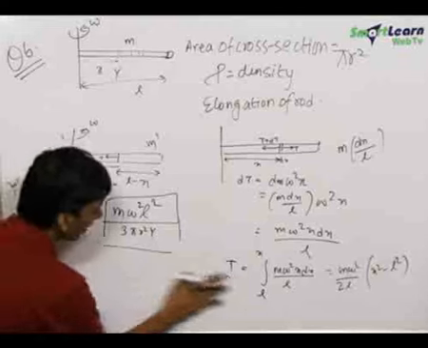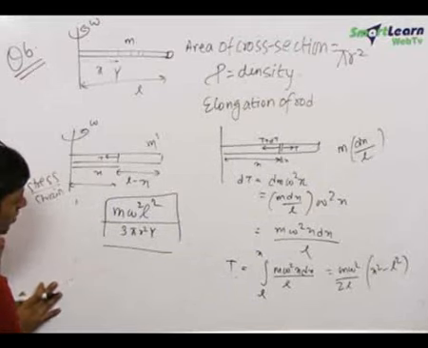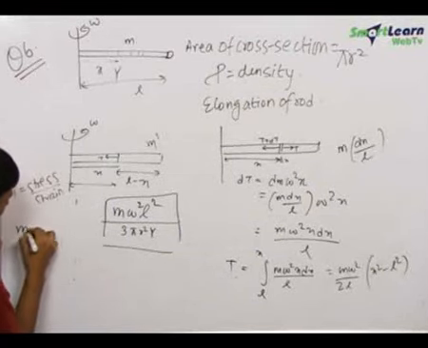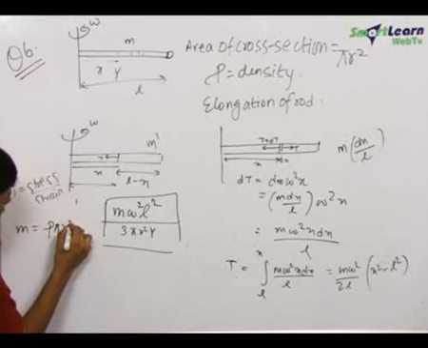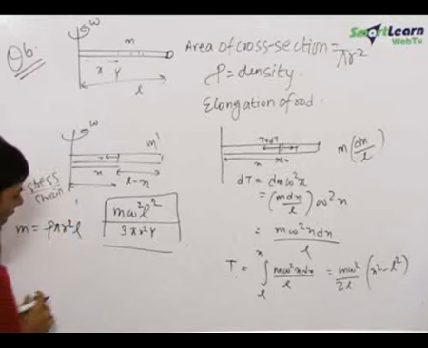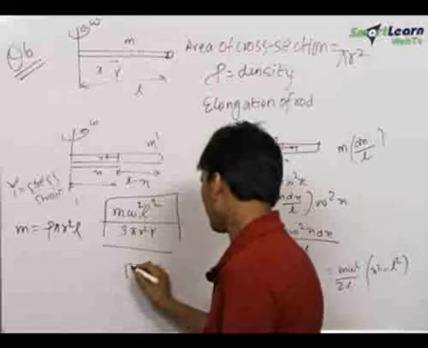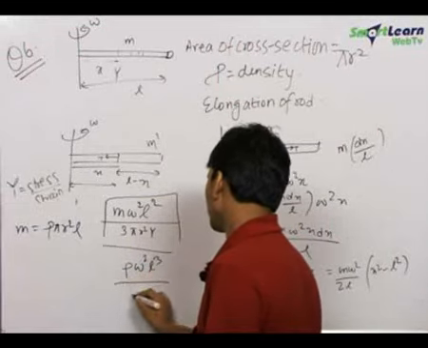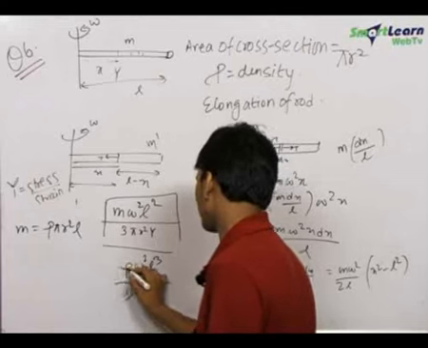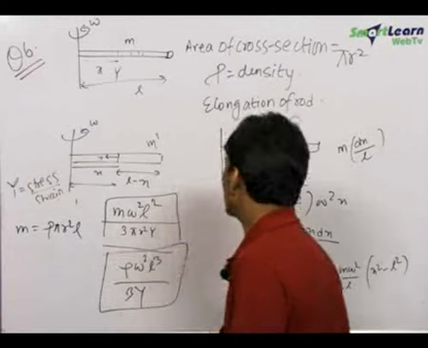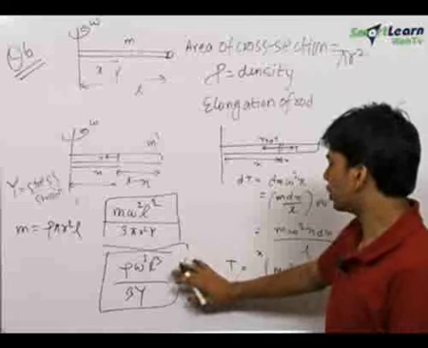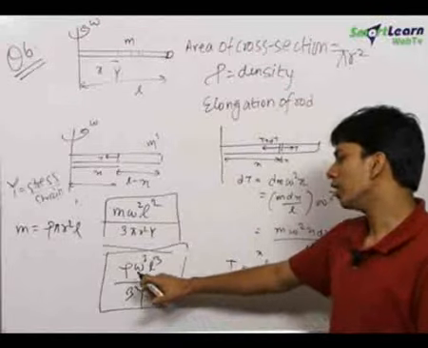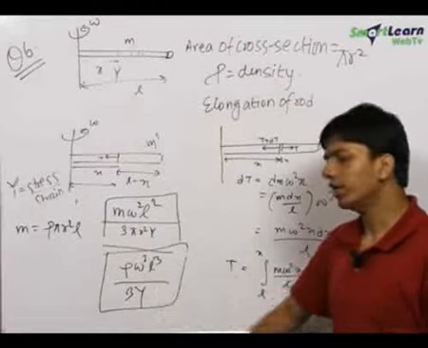So, the final answer comes out to be m omega square L square upon 3 pi r square into Y. Now, the value of m was equal to rho into pi r square into L. We substitute this here to get, rho into pi r square gets cancelled, omega square L cube upon 3Y. So, our final answer for the total elongation of the rod comes out to be rho into omega square into L cube upon 3 into Y.